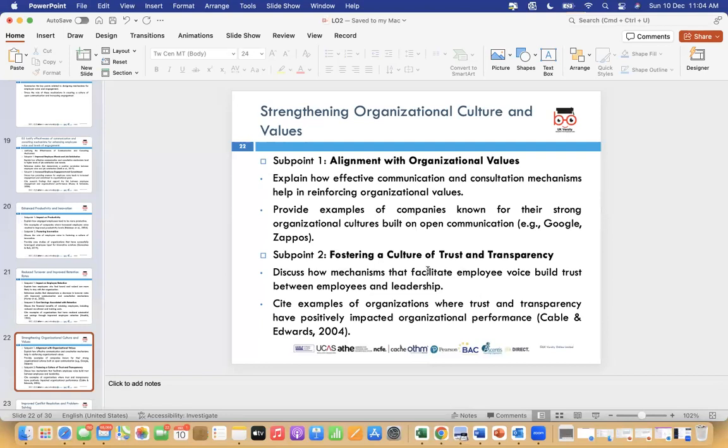Then how can good communication or engagement help with the organization's values as well? If the organization has open communication, then it's going to help the culture, wherein everyone's quite satisfied and happy and not scared to give ideas, and it would also help to build a sense of trust and transparency.